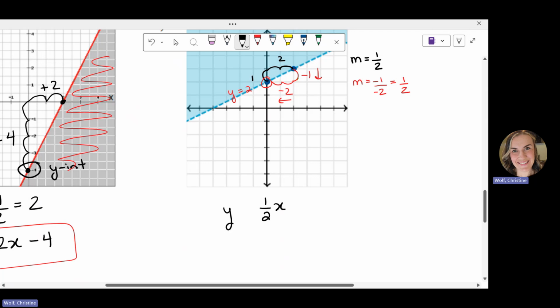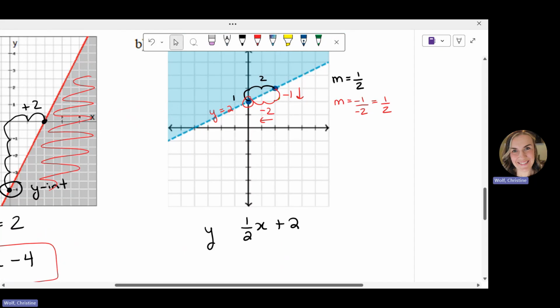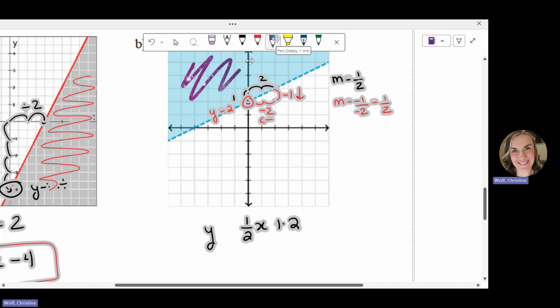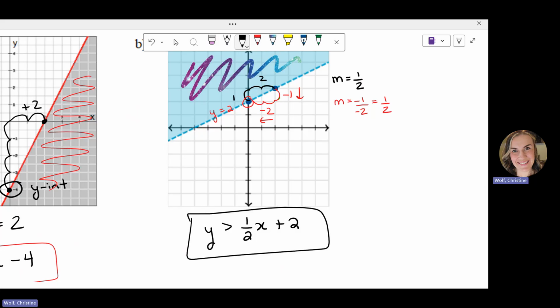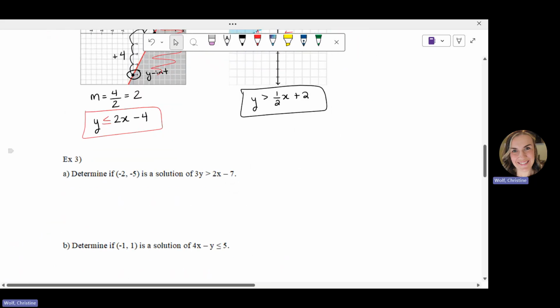Don't forget to attach the x to it. And then my y value was a positive 2. I see a dashed line, so I will not be drawing an inequality or equal to sign. And I see that I am shaded above, which means greater than. And so it is just like that. Okay, we're getting there. 2 more guys down here.